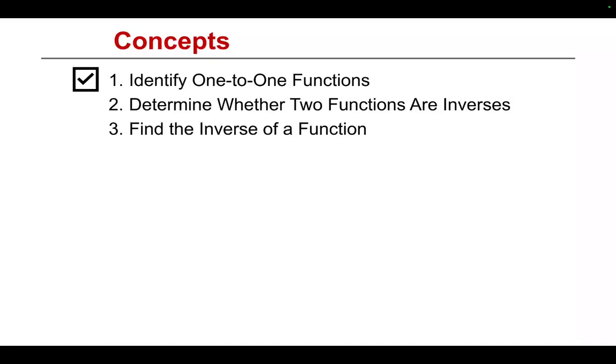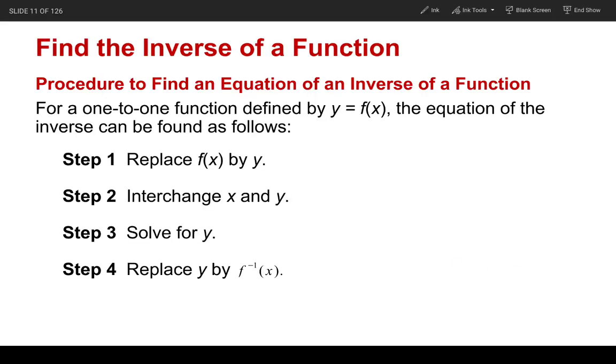All right, continuing where we are, we've identified one-to-one functions. Now we're going to determine whether two functions are inverses. So the procedure to find an equation of an inverse of a function. So for a one-to-one function, to find y equals f of x, right? So f of x is our function. The equation of the inverse can be found by doing the following things.